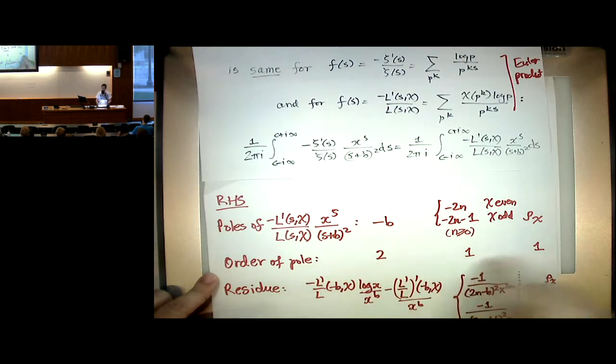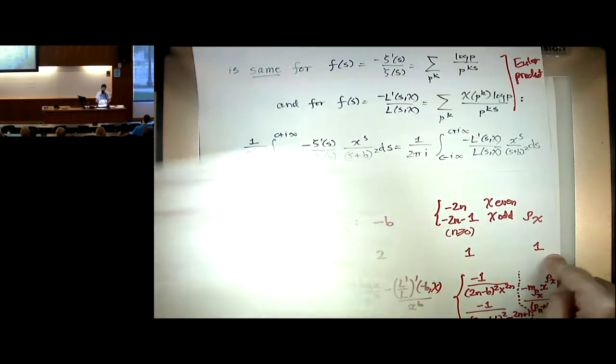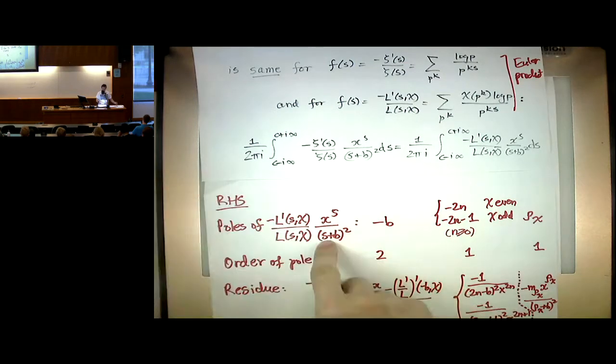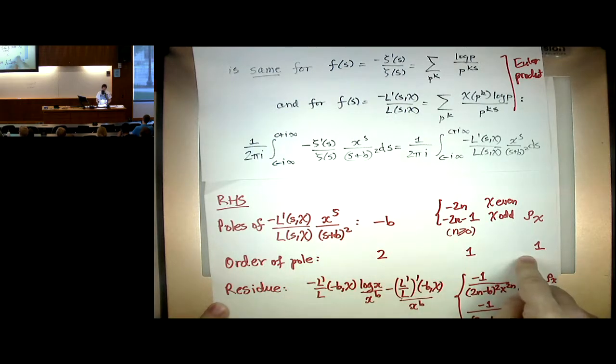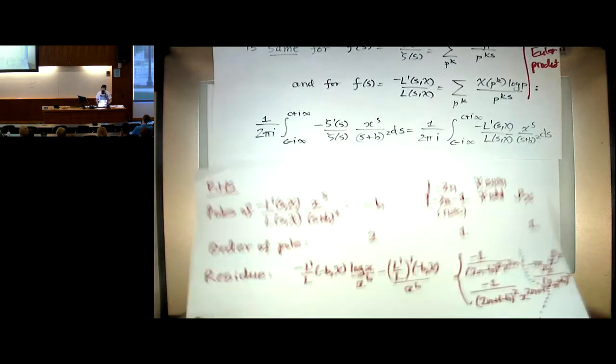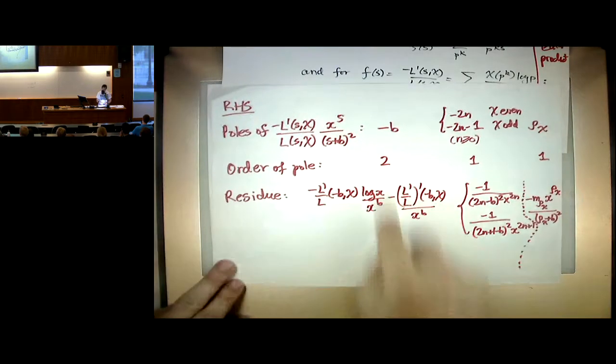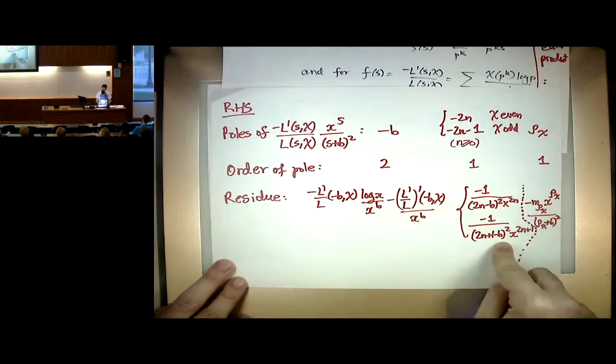What you don't see here is 1. This does not have a pole at 1. That behaves well at 1, and that behaves well at 1. The L function doesn't vanish at 1. Okay? So this page here is missing an entry that we had in the other example. And so you can work out residue formulas.